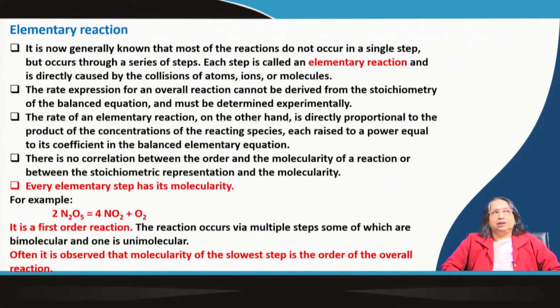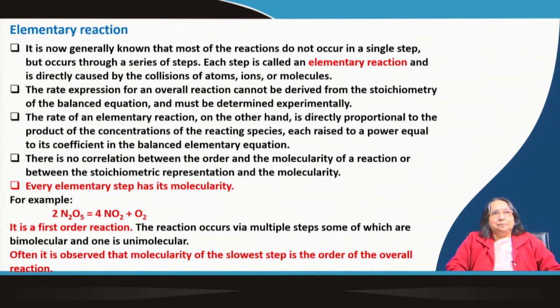Usually we think that order is the same as the molecularity, but it is not the same. So, once order is not known, then we cannot tell the rate expression either. Every elementary step has its molecularity, that is what I told you. You can find out the molecularity by writing the balanced equation.